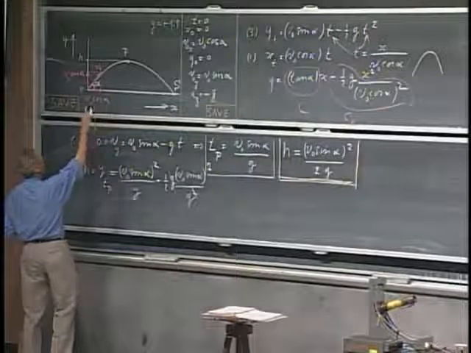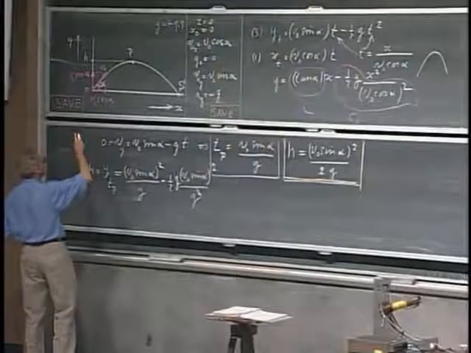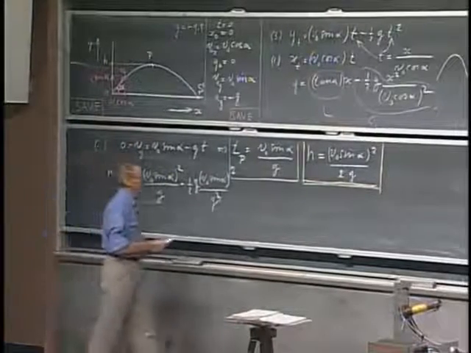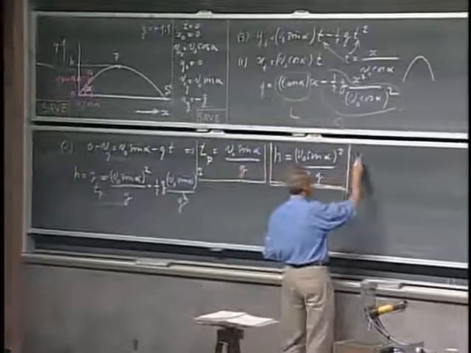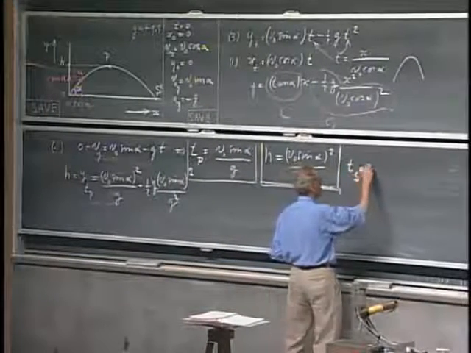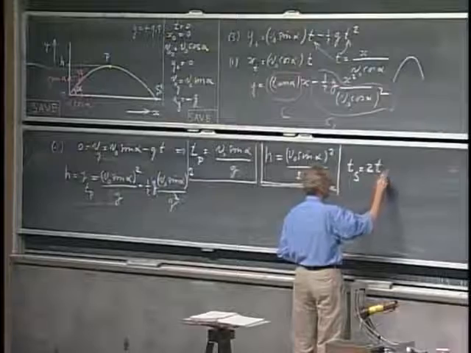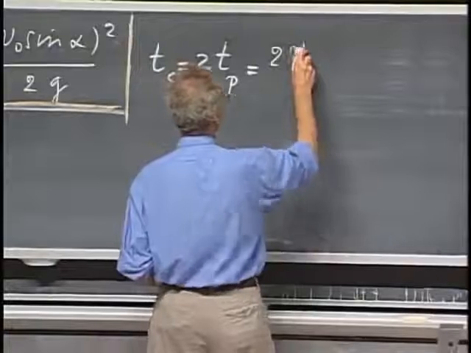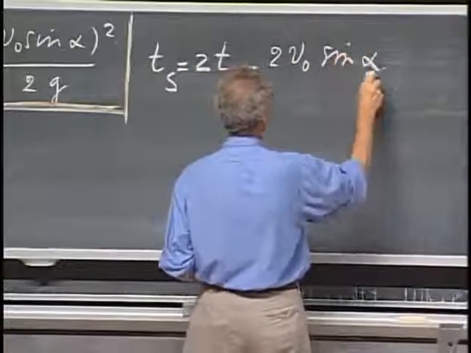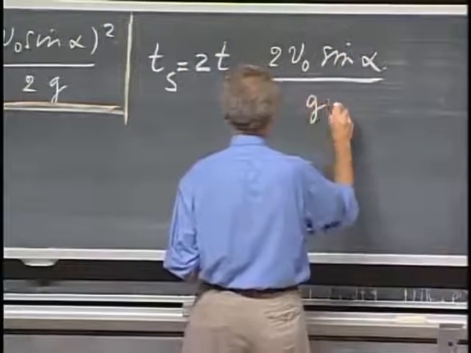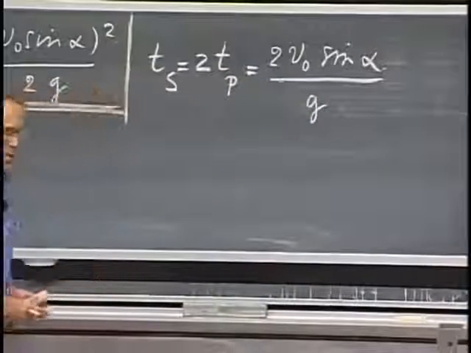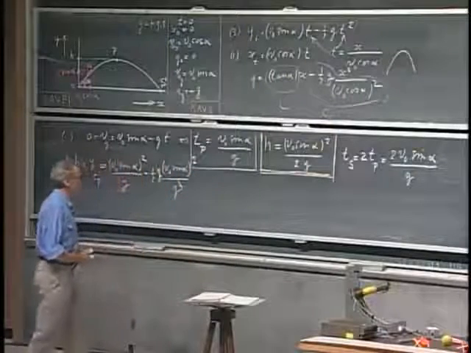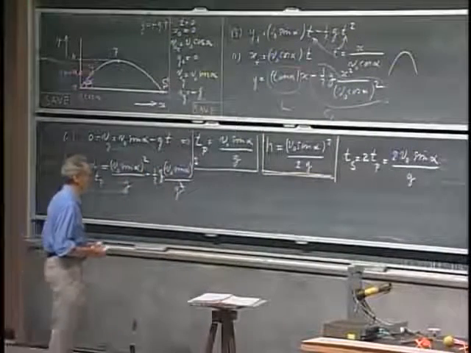I think there's a faster way to do it, and that's the following. This is a parabola, so it's completely symmetric about the vertical through P. So to climb up from O to P must take the same amount of time as to go down from P to S, and so I claim that the time to reach point S must be twice the time to reach point P, and therefore it's going to be 2 v0 sine alpha divided by g.